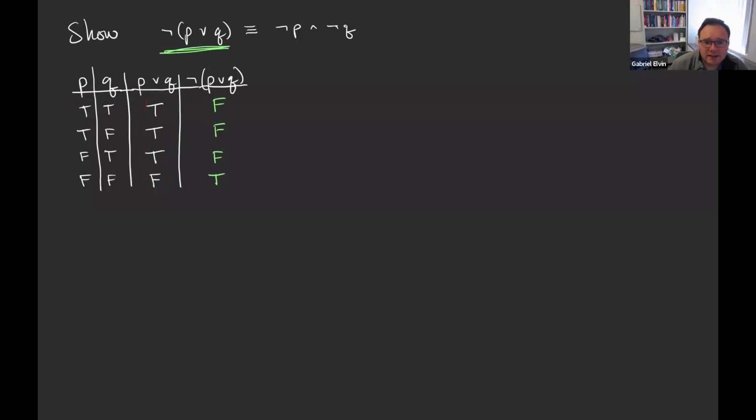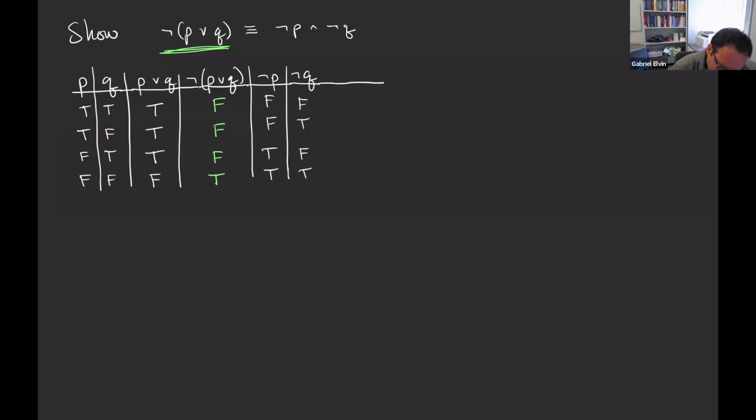Now I have to check the other one. I'll do intermediate steps to help me out. So before I do that whole side, I'll just do not P first and then not Q. So I just look at the P column and then not P is the negation. So true, true, false, false becomes false, false, true, true. And then for not Q, Q was true, false, true, false. So in those same scenarios, not Q becomes false, true, false, true.